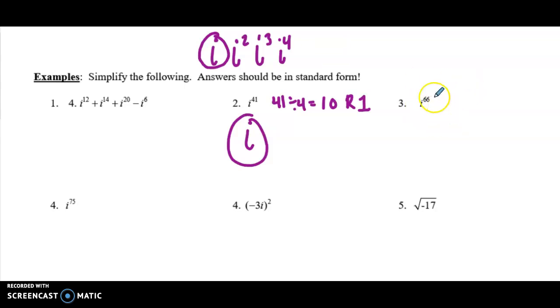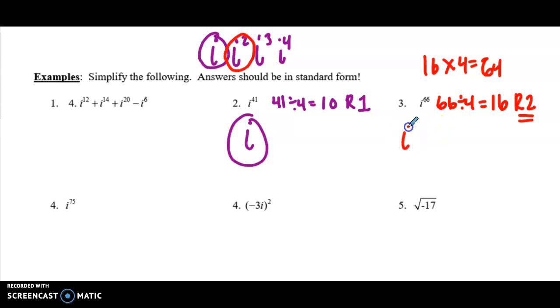All right, so let's take a look at this next one: i to the 66. If I want to do that same thing, let's think about it in groups of 4. If I take 66 divided by 4, what is my remainder? How many times does 4 go into 66? You might have to do the long division here, but that answer is 16.5, or 16 with a remainder of 2, because 16 times 4 is 64. To get from 64 to 66, I have to add 2. Whatever my remainder is, that's what I'm going to have. So in this case, it's going to be i squared.